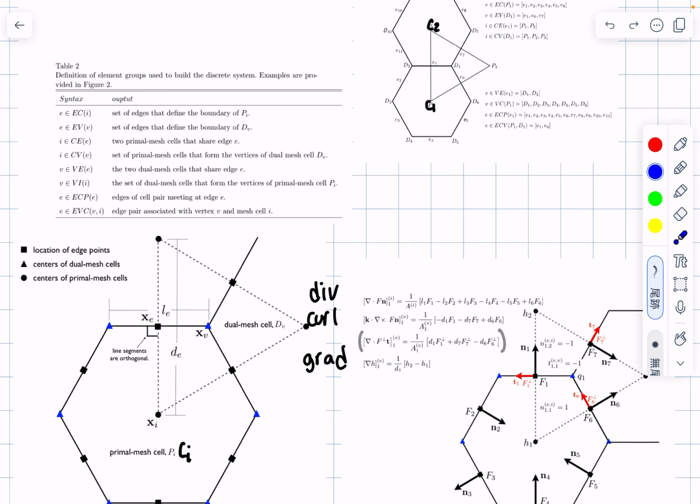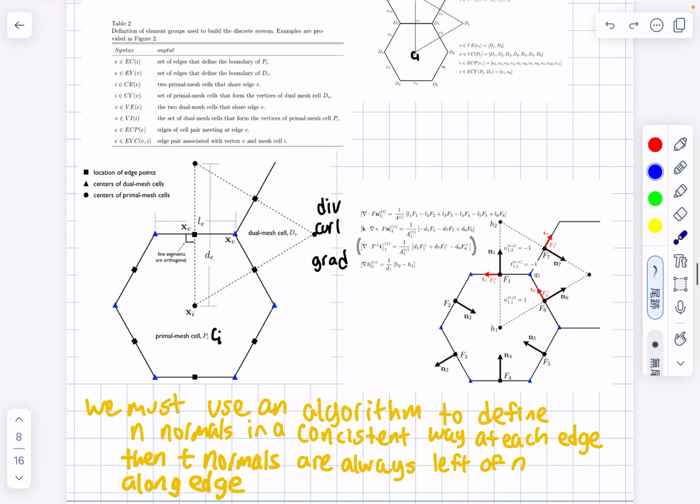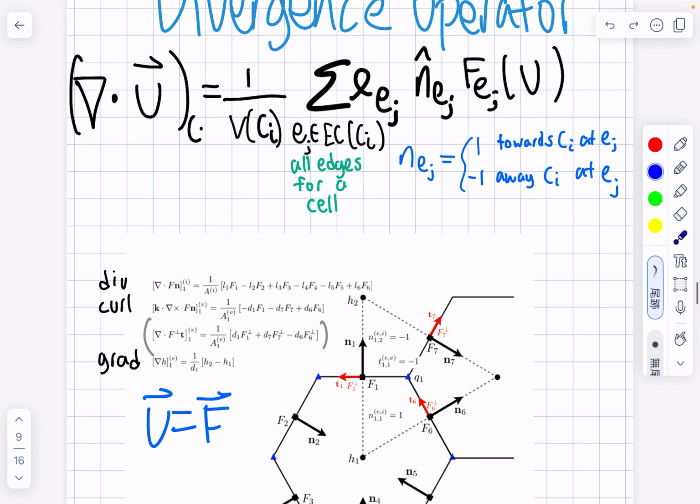and they talk about it in table 2 in the paper. So I'll just tell you what this one means. This means all edges in a cell, basically. This EC means the edges that define the boundary of C_i. So this EC is all edges of C_i, and we have e_j inside of that set of edges. And then we again define n_e_j as 1 towards C_i at e_j, and negative one away from C_i at e_j.